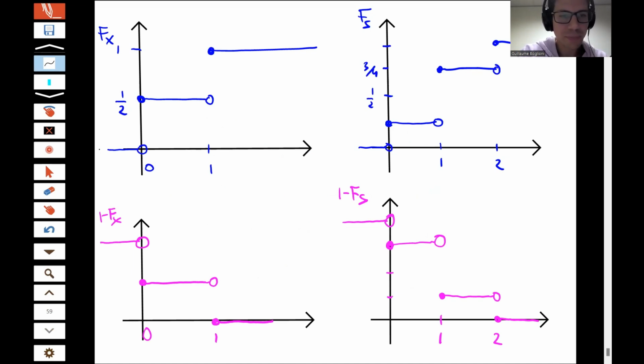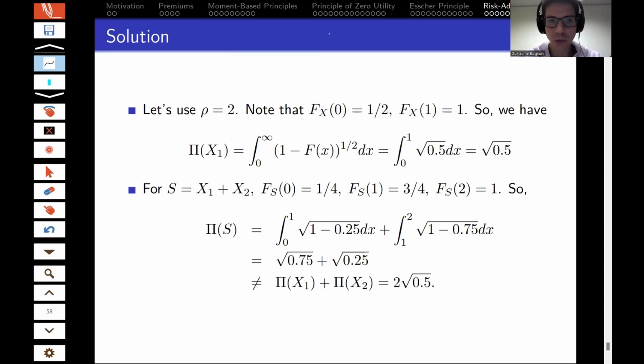The probability to be smaller than a negative number is 0, but then at 0, what's the probability to be smaller or equal to 0? Well, it jumps to 1/2, then it stays constant, and then at 1 it jumps to 1, because what's the probability to be smaller or equal to 1? Well, it's 100%.